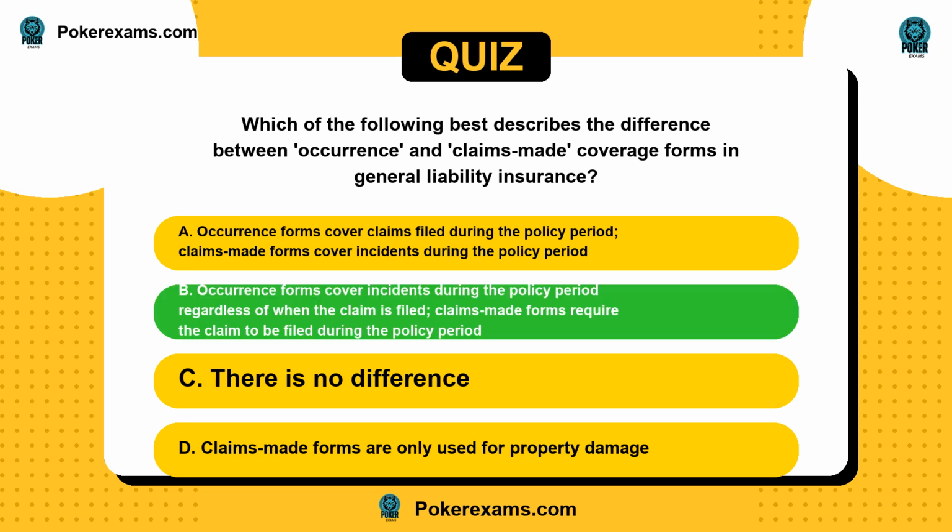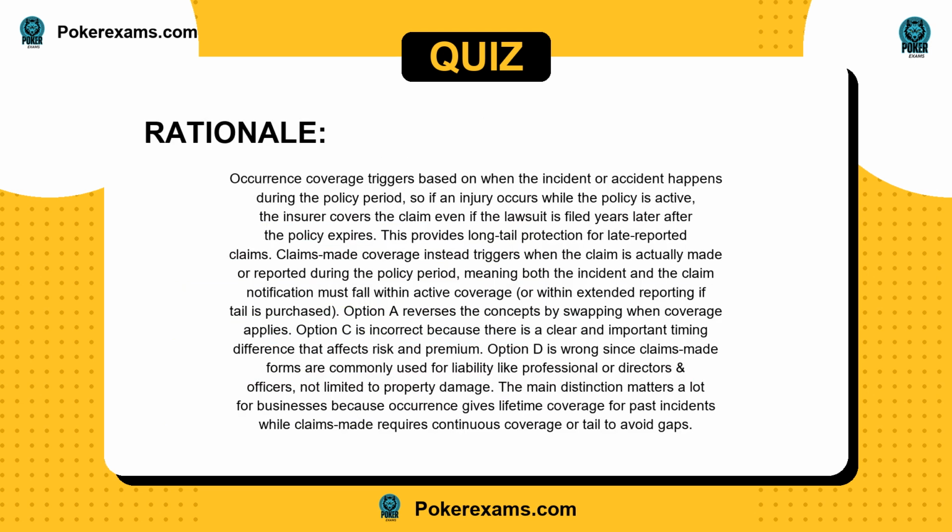The answer is B. Occurrence coverage triggers based on when the incident or accident happens during the policy period. So if an injury occurs while the policy is active, the insurer covers the claim even if the lawsuit is filed years later after the policy expires. This provides long-tail protection for late-reported claims. Claims-made coverage instead triggers when the claim is actually made or reported during the policy period, meaning both the incident and the claim notification must fall within active coverage or within extended reporting if tail is purchased.